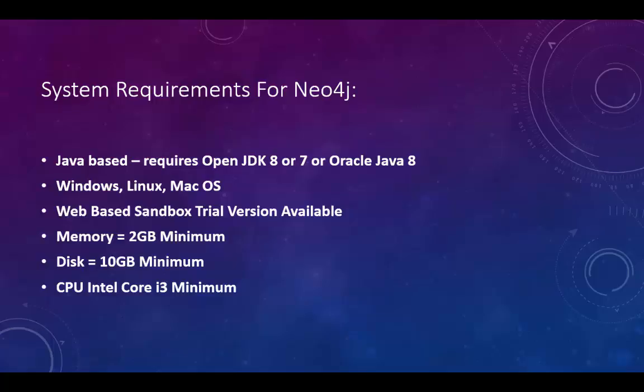System requirements for Neo4j include the fact that Neo4j is Java-based, and it requires OpenJDK 8 or 7 or Oracle Java 8. It runs on Windows, Linux, and Mac OS machines. It also offers a web-based sandbox trial version. The minimum memory required is 2 gigabytes. Disk space is 10 gigabytes, and CPU recommendation minimum is Intel Core i3 processor.